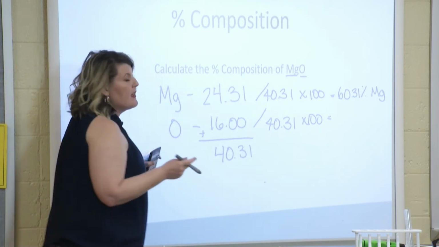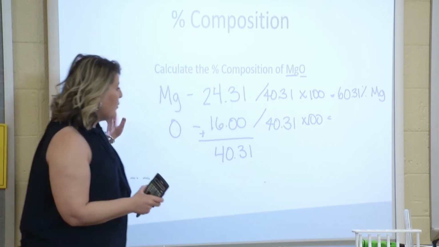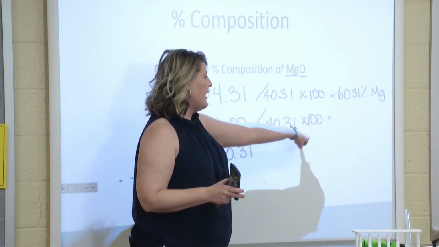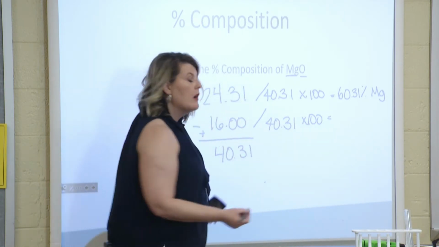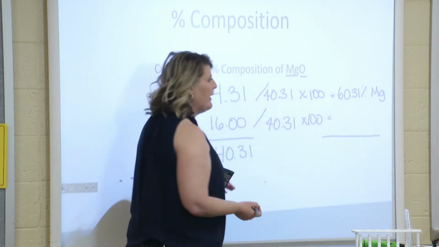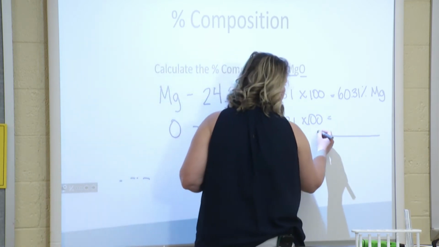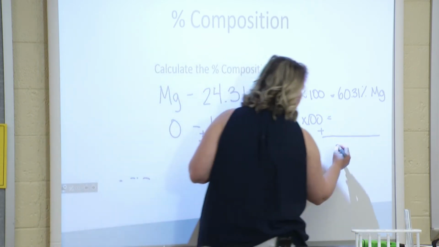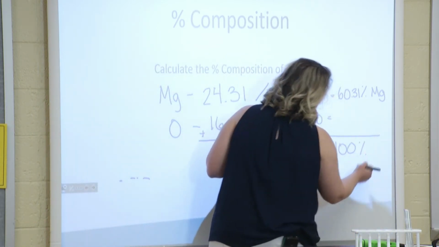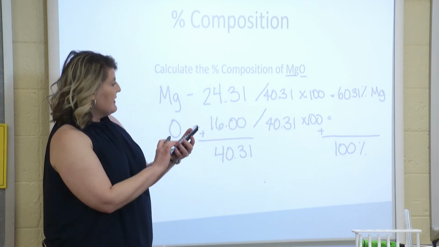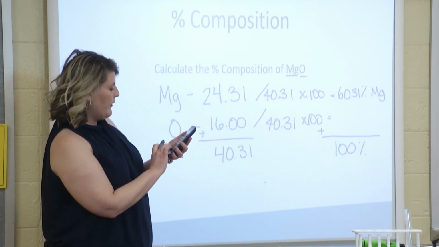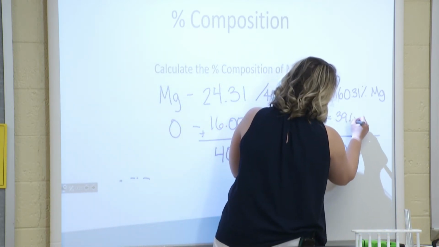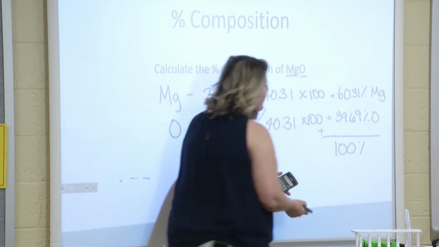Now I need to find the percent oxygen. There's 2 ways to do this. I can either work this entire math problem the same way, 16 divided by 40.31 times 100, or there's a shortcut if this is your last one. What should all of these percentages add up to be? What is a whole? A whole of anything is 100%. So the other way that I can work this is I can say 100 minus 60.31, and that's going to give me 39.69% of this compound is oxygen.